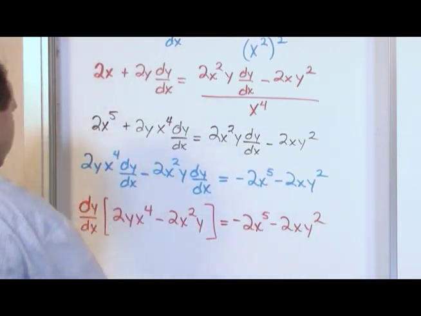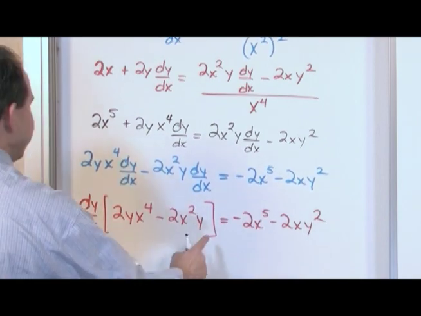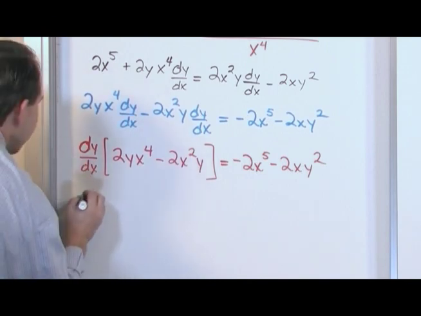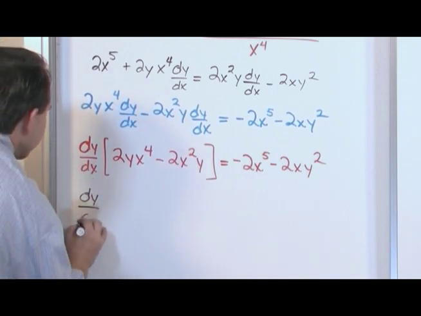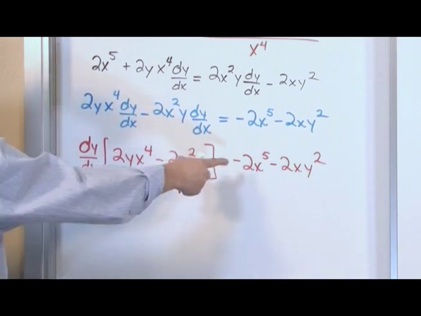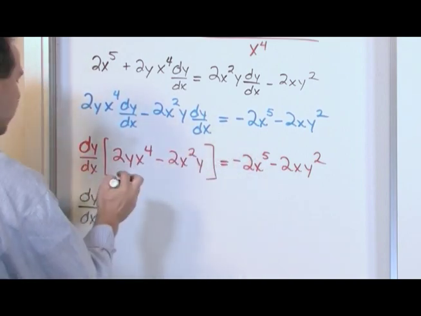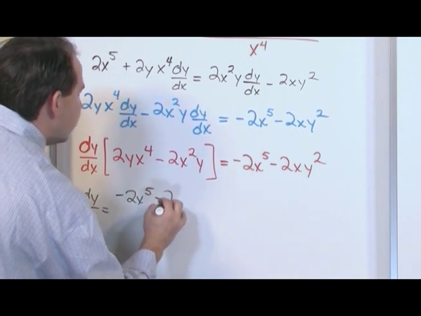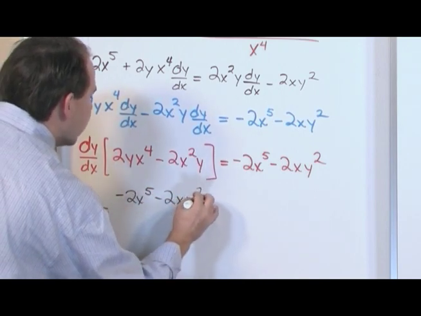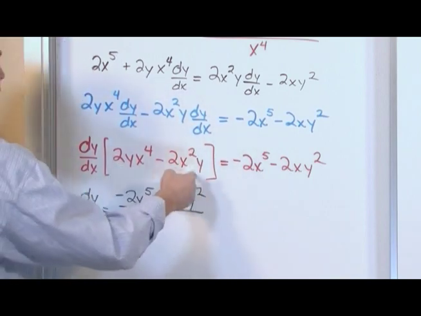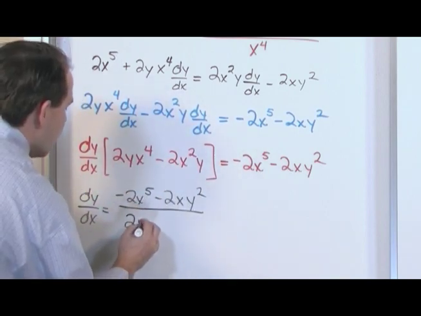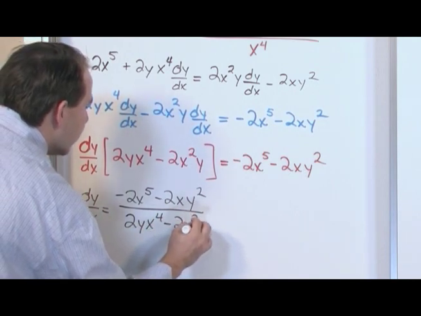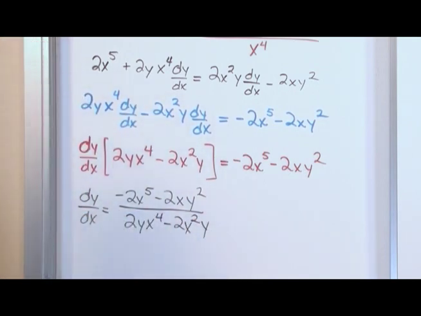All right, so I think you kind of see where we're going with this. To find dy/dx, we just divide both sides by this entire quantity, and then we've isolated our variables. So we have dy/dx is equal to, on the top, this quantity over here, negative 2x to the fifth minus 2xy squared, and underneath it we'll have this entire quantity because we've divided, so we'll have 2y x to the fourth minus 2x squared y. And that really is the answer.